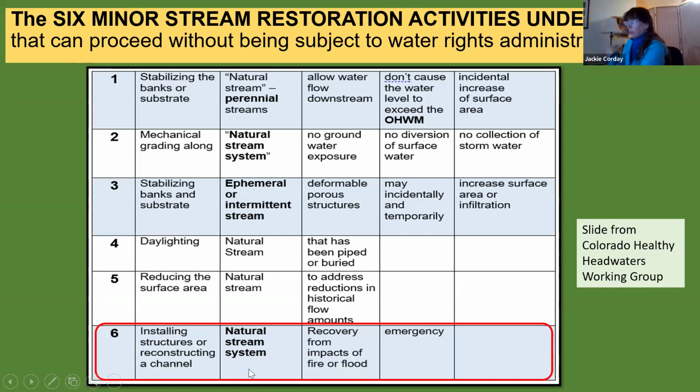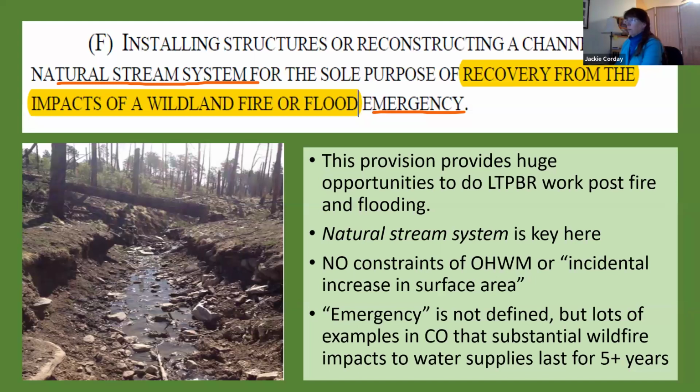So now we're going to go on to category number 6, installing structures or reconstructing a channel in a natural stream system. Again, that's really important because now you're working in the whole geomorphic floodplain, versus just a natural stream. The criteria is not the whole geomorphic floodplain. And you'll see why here in a minute. So again, the language right out of the bill.